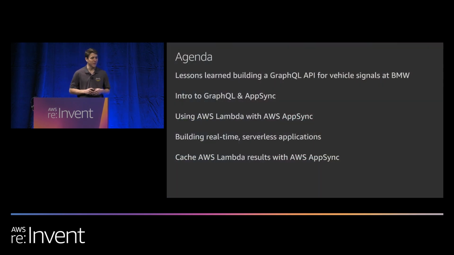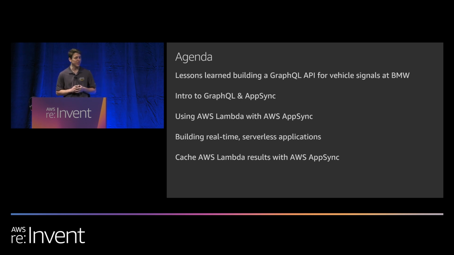So here's a little bit of that agenda. Again, just GraphQL APIs. We're going to be talking about how we've used it at BMW. We'll talk a little bit about an intro to GraphQL and an intro to AppSync to give you a foundation. How to use AWS Lambda effectively with AppSync. So some patterns, some tips and tricks there. We'll then talk about building real-time applications on top of serverless architectures. And finally, talk about some new features in AppSync related to caching.